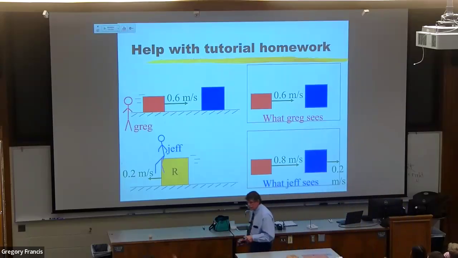I still don't know why Jeff sees himself going that way. Why he sees the blue one going that way?